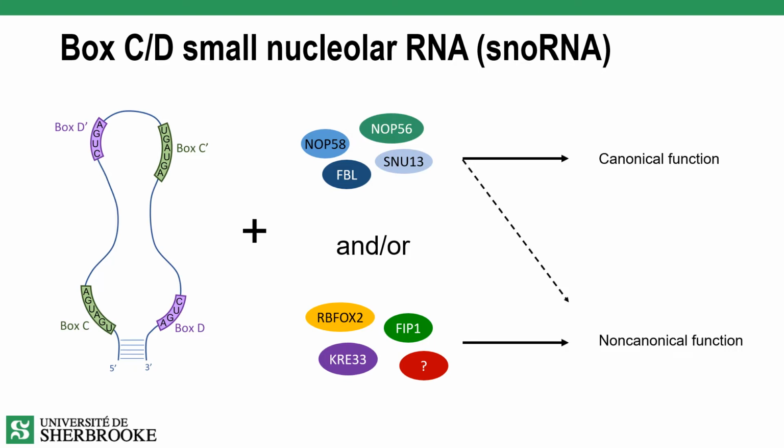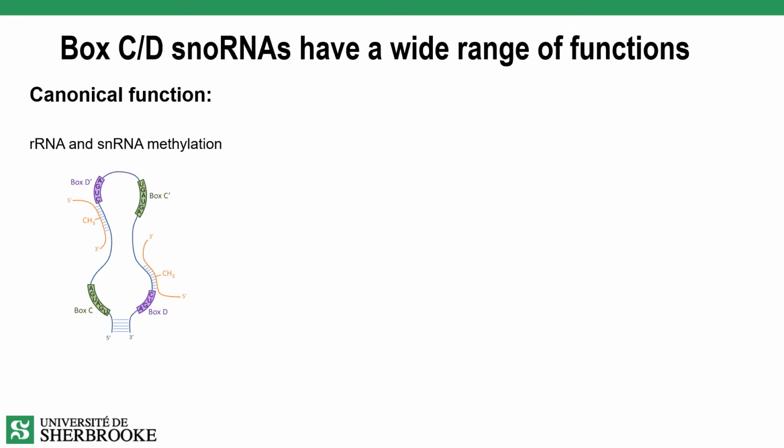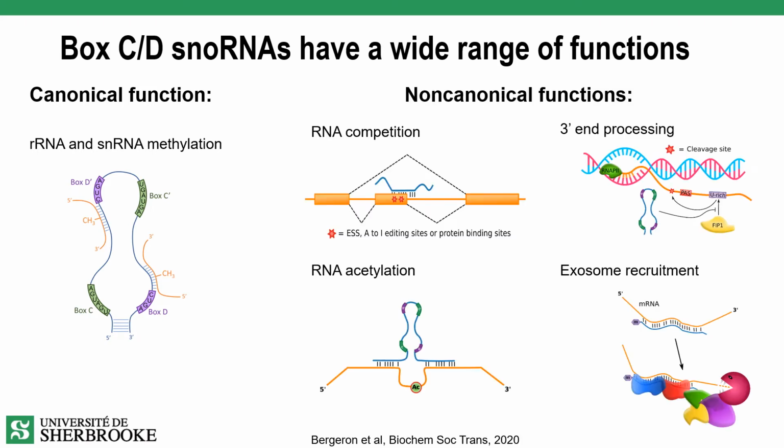Their canonical partners are NOP56, NOP58, SNU13, and the methyltransferase fibrillarin. But some snoRNAs have been shown to interact with splicing factors such as RBFOX2, polyadenylation factors such as FIP1, an acetylase, NAT10, and other proteins. Their canonical function is the methylation of ribosomal and small nuclear RNA.